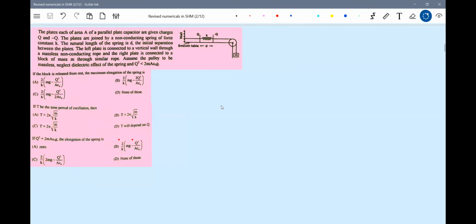Just to see, we had a problem where the spring is outside the plates of the capacitor. Now I just took a problem where the spring is inside the plates of the capacitor. The block is released from rest. Find the maximum elongation of the spring. Okay, we'll do one thing. Shall we get into the work-energy concept?